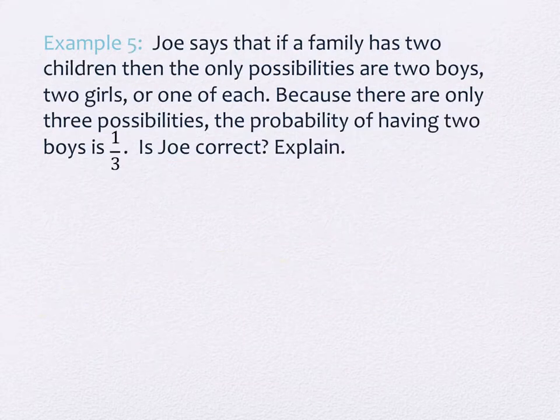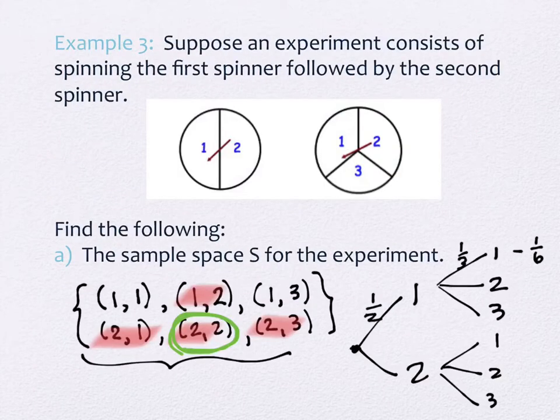I sort of alluded to this one last time. We talked about probability of genders of children. So Joe says if a family has 2 children, the only possibilities are 2 boys, 2 girls, or 1 of each. Because there are only 3 probabilities, the probability of having 2 boys is 1/3. Is Joe correct? Explain. So first of all, he's thinking of the problem kind of like we did the problem over here, right? There's 3 outcomes, boy, boy, girl, girl, 1 of each. But there's a problem in what he's done. Does anybody know what it is?